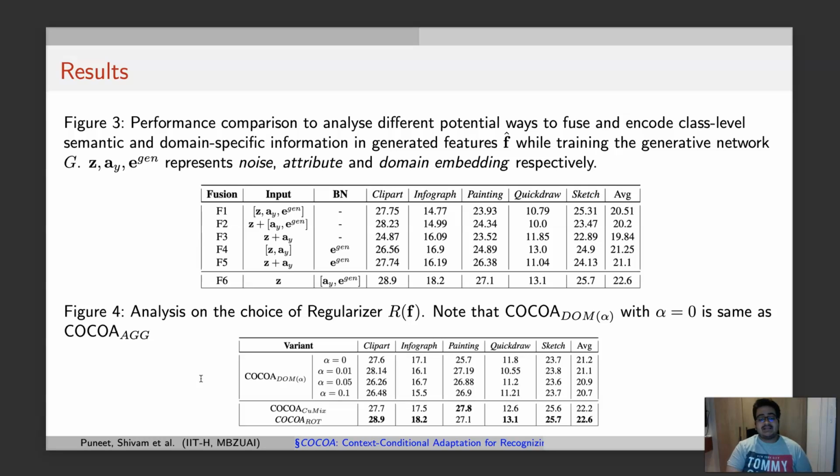In order to analyze the appropriate regularizer RF, which allows the right balance of semantic and domain-specific information in features extracted in stage 1, we test with different techniques such as Q-mix, rotation regularization, and different degrees of domain classifier-based regularization. We notice that rotation regularization gives us best generalization performance.